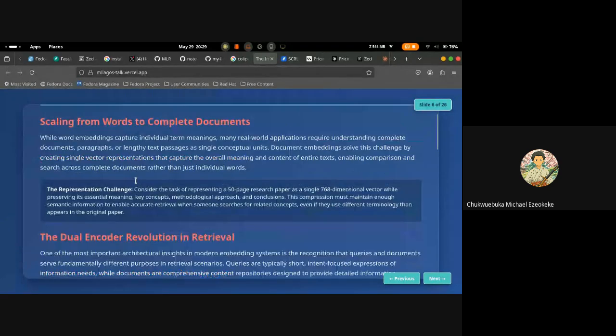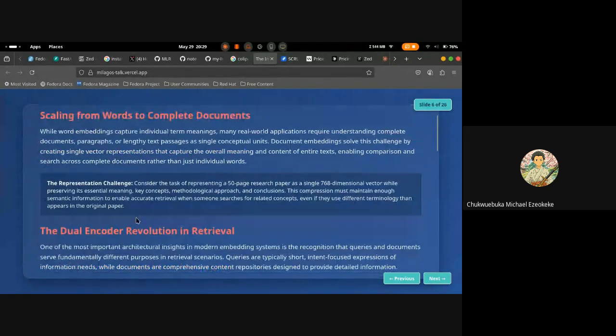Here is a challenge. Consider that you're representing a 50-page research paper as a single 768-dimensional vector, and you want to preserve its essential meaning, key concepts, methodological approach, and the rest. This compression must maintain enough semantic information to enable accurate retrieval when someone searches for the concept, even if they use different terminology than what is in the original paper.